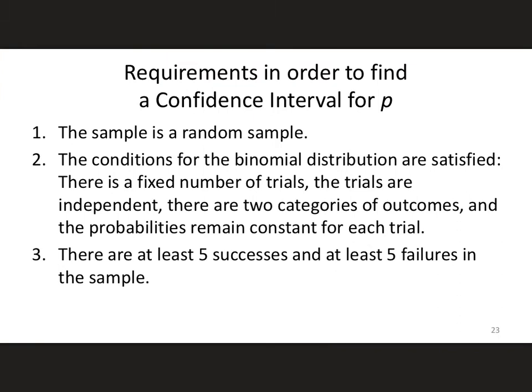There are some requirements in order to find the confidence interval for P. The first thing is that the sample is a random sample. The second thing is the conditions for the binomial distribution are satisfied. So there's a fixed number of trials. The trials are independent. There are two categories for outcomes, success and failure, and the probabilities remain constant for each trial. There are at least 5 successes and at least 5 failures in the sample.